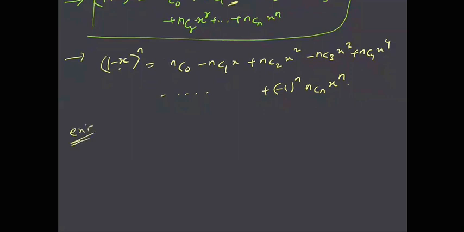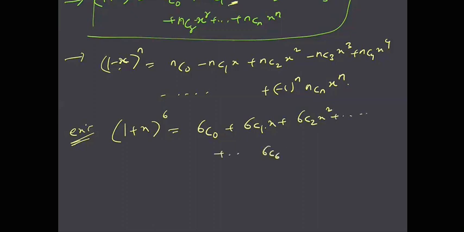Let us see first an example of (1 + x)^6. Okay, so this is nothing but 6C0 + 6C1 x + 6C2 x^2 + so on + 6C6 x^6.